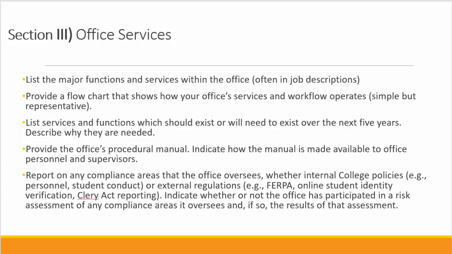So begin by mapping out the major functions and services in the offices. This typically comes from the job descriptions of personnel who are working in the office. But here at the office level, what you want to be doing is capturing how people work together. You should provide a flow chart that shows how the office's services and workflow operate, right? So it should be simple, but ultimately representative. So if you needed in one visual to show who handles what in the office, right, in terms of the services that it's providing to the stakeholders, this is where a flow chart comes in.